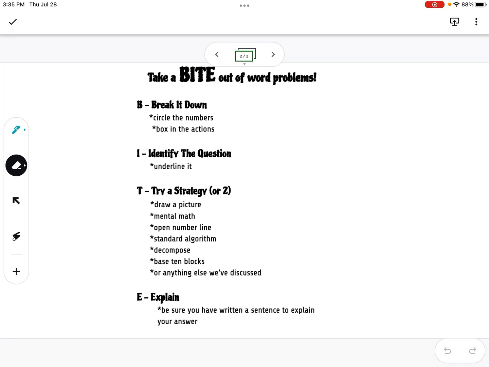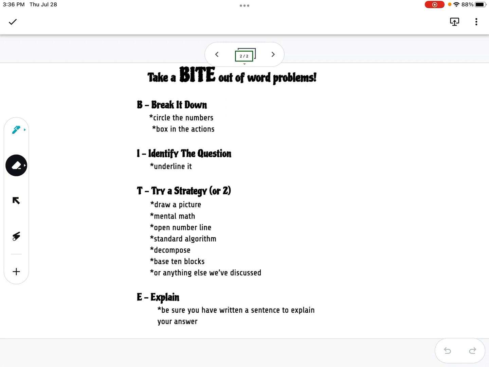So B stands for breaking it down, and we're going to circle the numbers, we're going to box in those actions. I stands for identifying the question, in which we underline it so that we are drawing our attention to what we are being asked to do. Then we try a strategy or two. On the worksheet that I'm going to model with, they were specifically asked to draw a picture and write an equation or the standard algorithm.